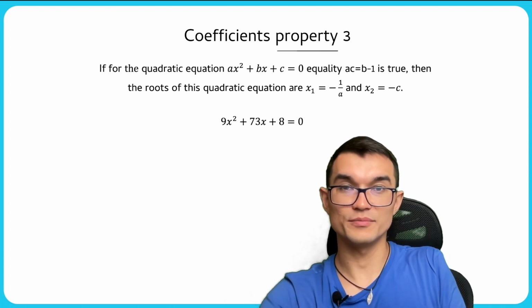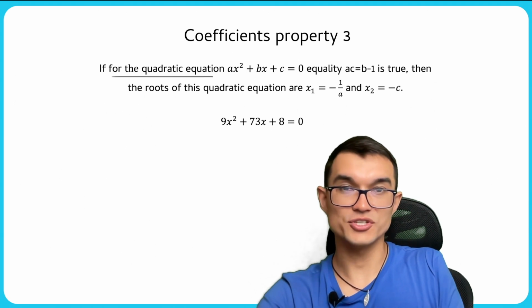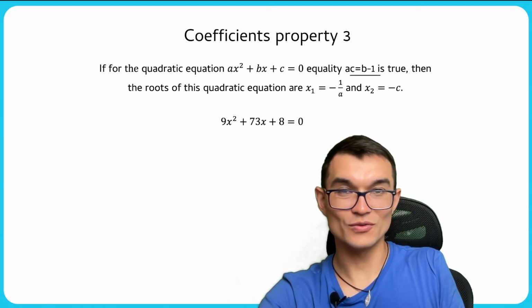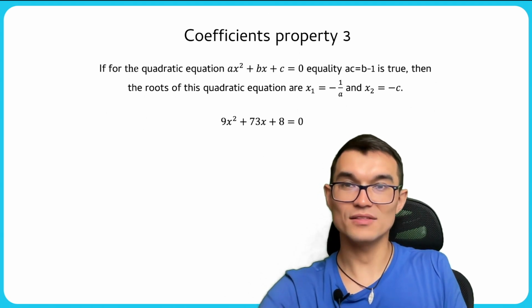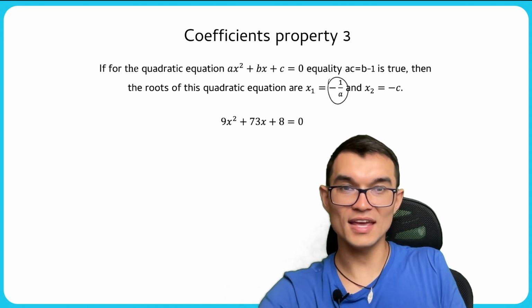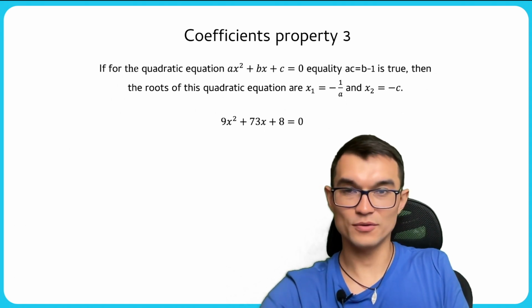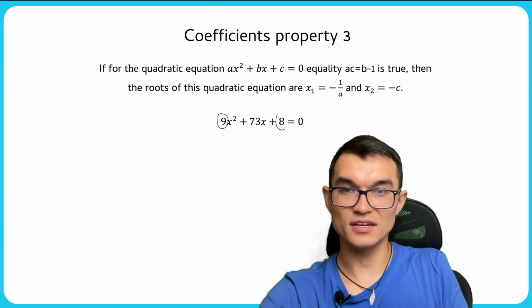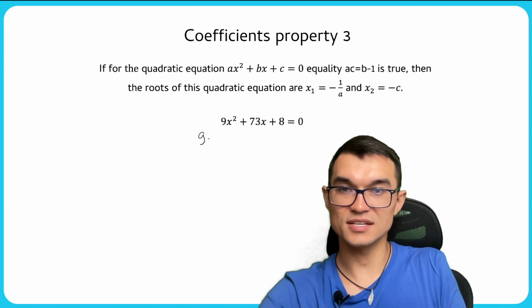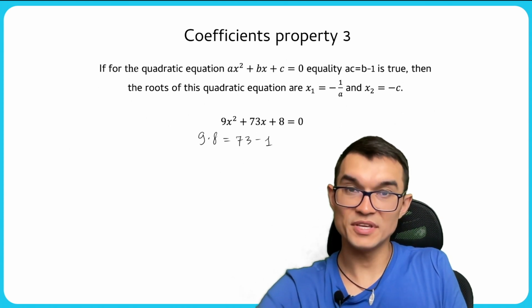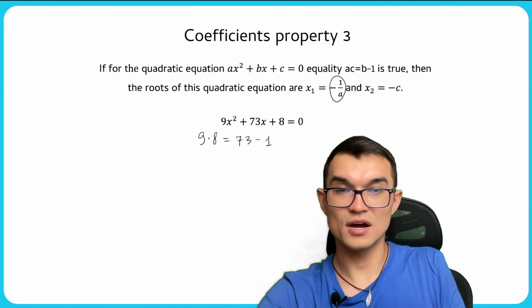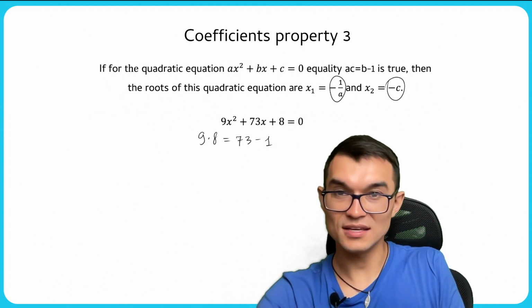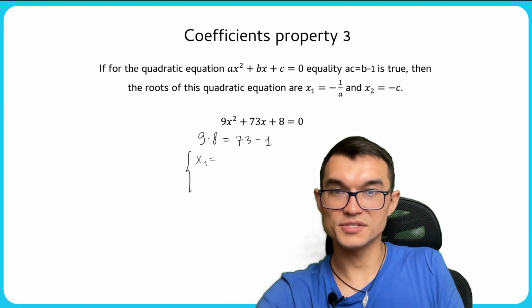Moving on to property number 3: if for the quadratic equation the equality AC equals B minus 1 is true, then the roots are minus 1 over A and minus C. Using that property requires dealing with the product of A and C. We can see here that 9 times 8 equals 73 minus 1. So AC equals B minus 1 is true, which means that the roots of that quadratic equation are minus 1 over A and minus C, or in other words, minus 1/9 and minus 8.